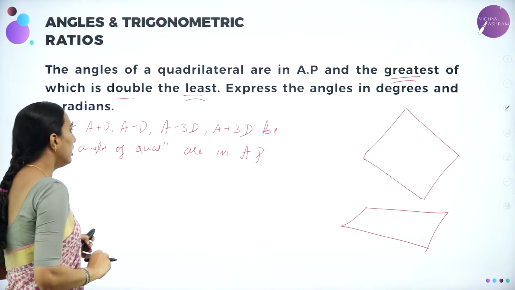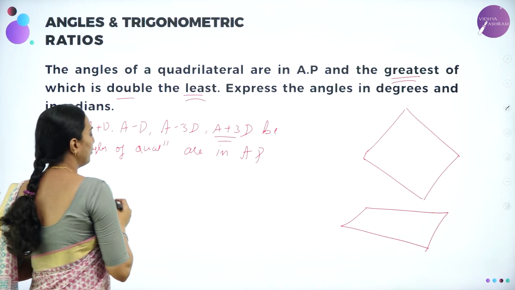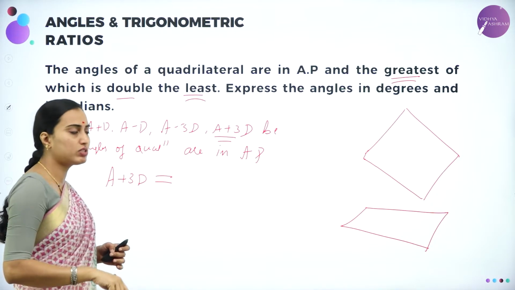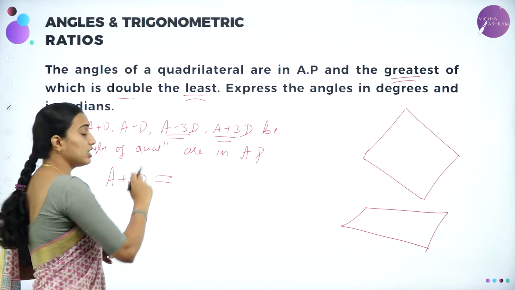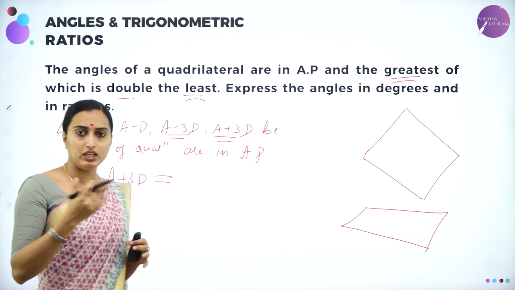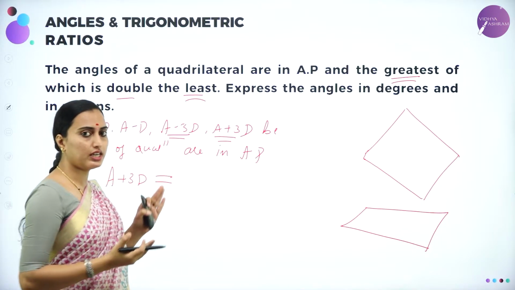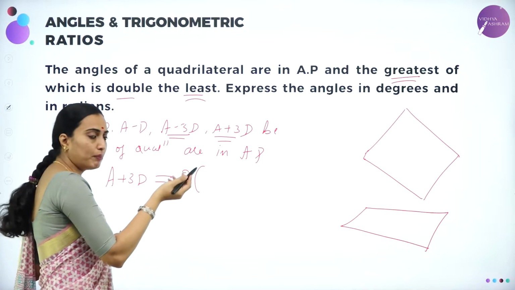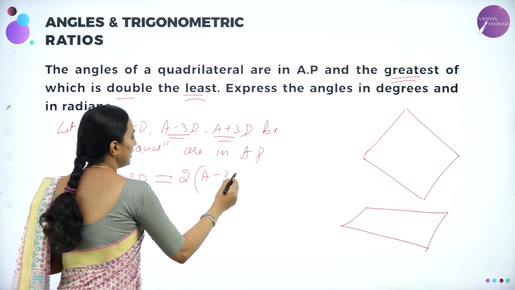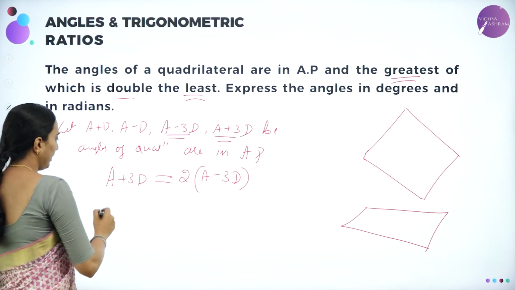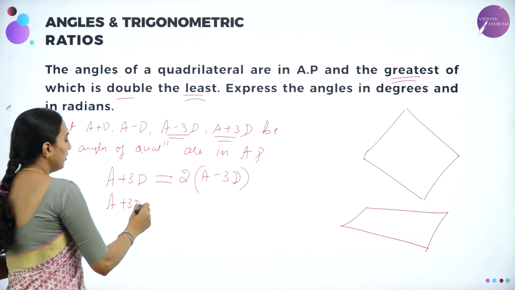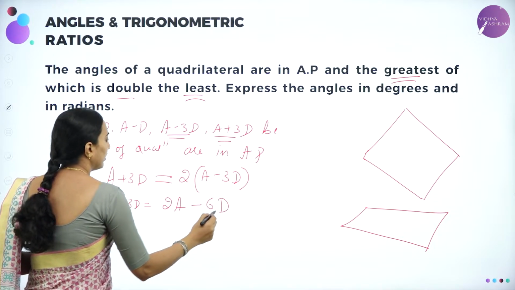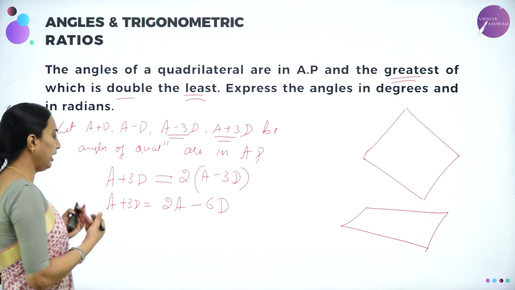Which is the greatest here? Greatest is nothing but A plus 3D, which is equal to double the least. Which is the least? Least is A minus 3D. So doubling the least, 2 times A minus 3D. Therefore, I can have A plus 3D equal to 2A minus 6D. Now, you are going to get the relation between A and D here.